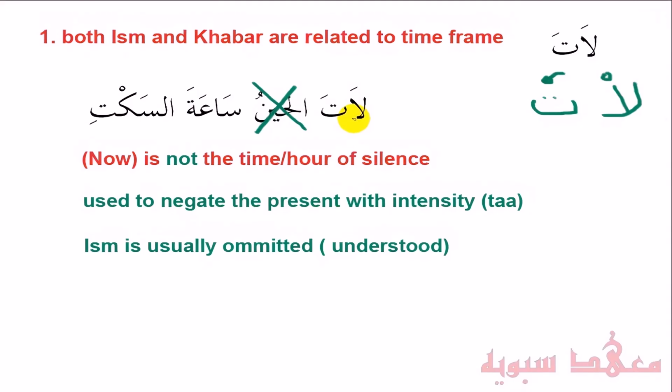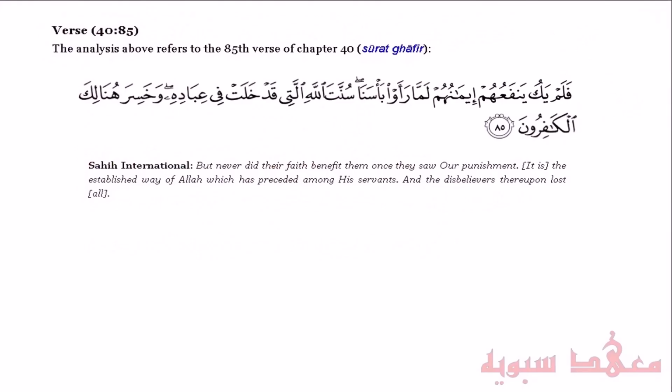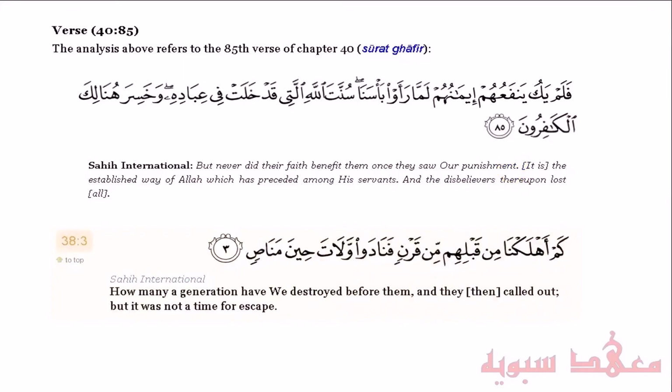Now, let's get to the Qur'an and see how this word is used. Before getting to the ayah, we have this ayah here. It says, but never did their faith benefit them once they saw our punishment. فَلَمْ يَكُ يَنْفَعُهُمْ إِيمَانُهُمْ لَمَّا رَأَوْا بَأْسَنَا. So here it's describing Allah subhanahu wa ta'ala sending his punishment. And when he sent the punishment, the people believed. But he says that this iman, this belief, will not benefit them. It's too late.